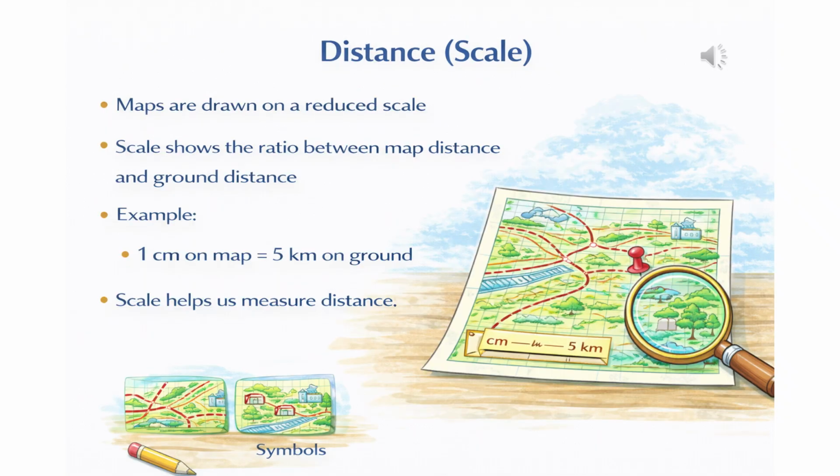Maps are drawn on a reduced scale because the Earth is very large. The scale shows the relationship between map distance and real distance. For example, 1 centimeter on the map may represent 5 kilometers on the ground. Scale helps us measure distance correctly on a map.